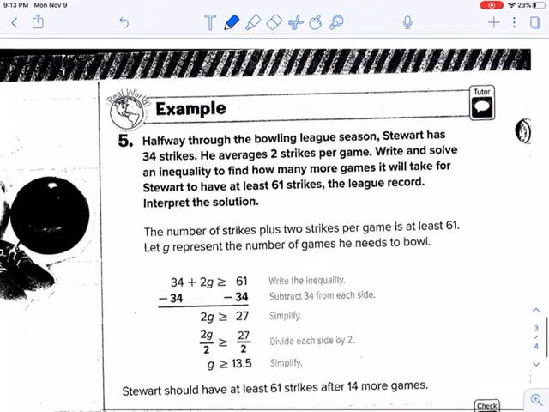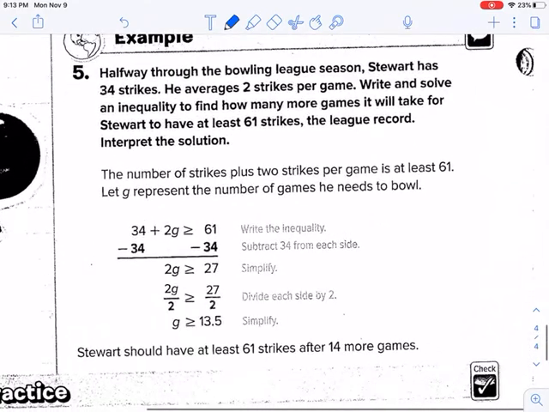All right, and then just with word problems, you need to pick out your keywords. If you look at the example 5 on the next page, halfway through the bowling league season, Stewart has 34 strikes. He averages 2 strikes per game. Write and solve an inequality to find how many more games it will take for Stewart to have at least 61 strikes. So that's why we're using this symbol right here, because he could have 61 or more.